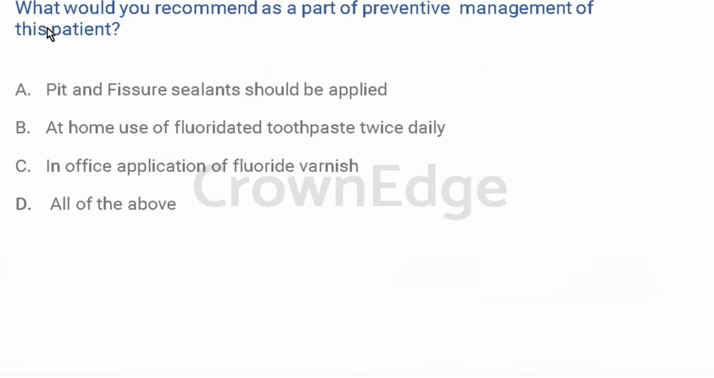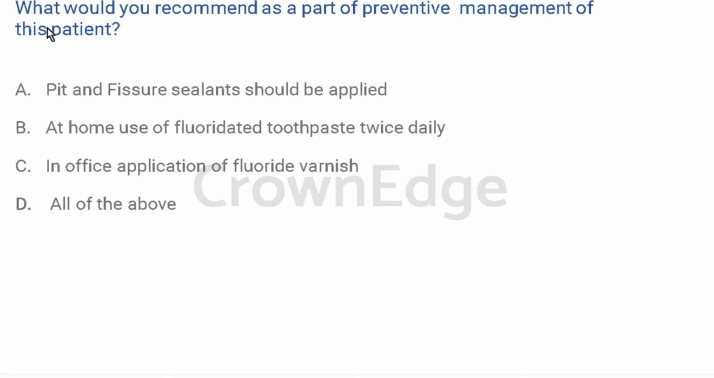Now let's look at the fourth case scenario, which is a 6-year-old autistic child who has multiple restorations in the teeth. So again, you're having a special child, and this time it is an autistic child who's come to you. What would you recommend as a part of preventive management for this particular patient? A, pit and fissure sealants, B, at-home use of fluoridated toothpaste twice daily, C, in-office application of fluoride varnish, D, all of the above. Now, you have to remember that autistic children are very sensitive to different textures and different tastes. So the best answer would be option D, all of the above.